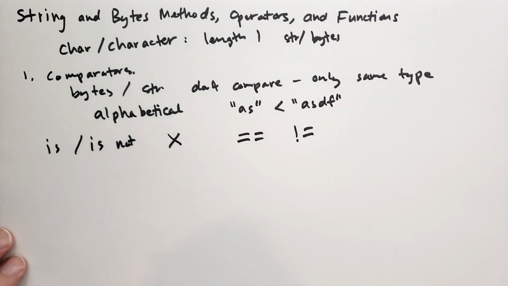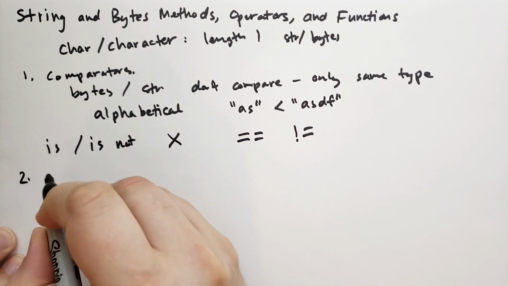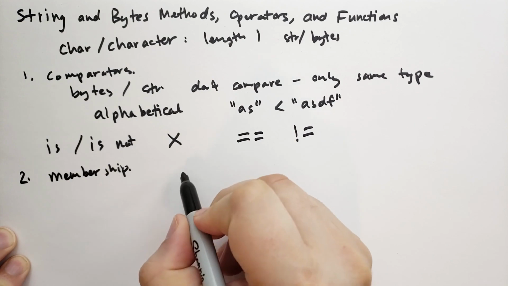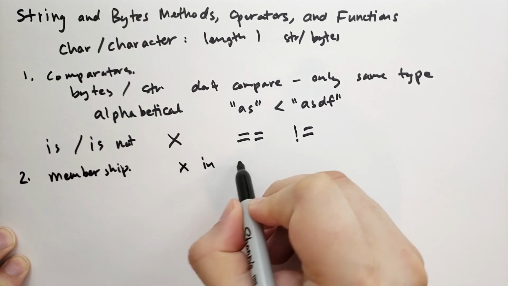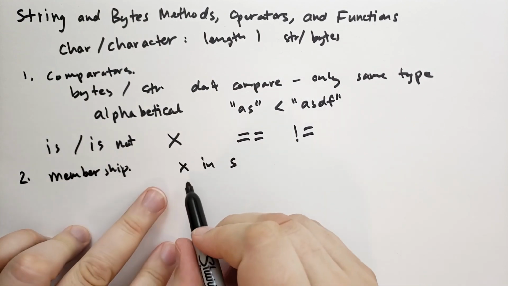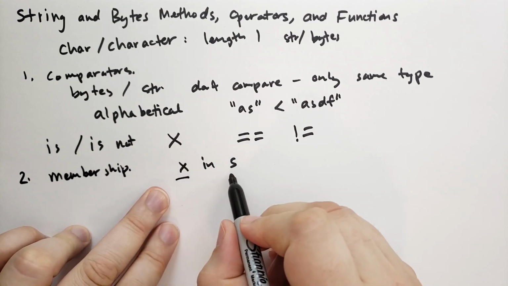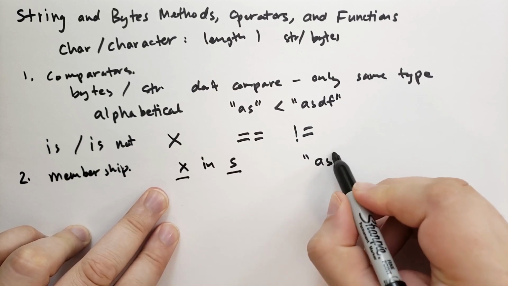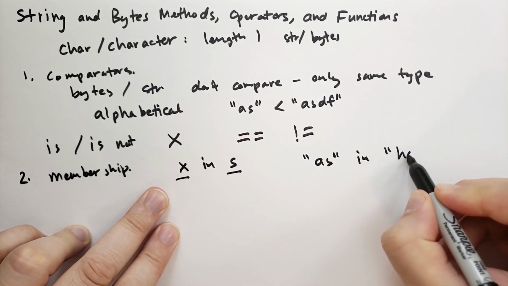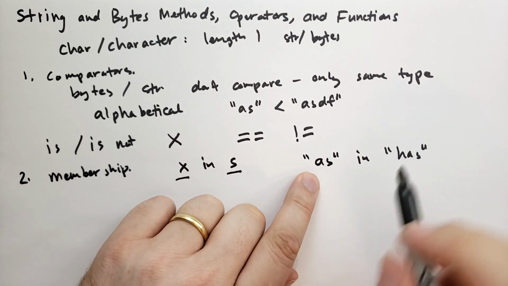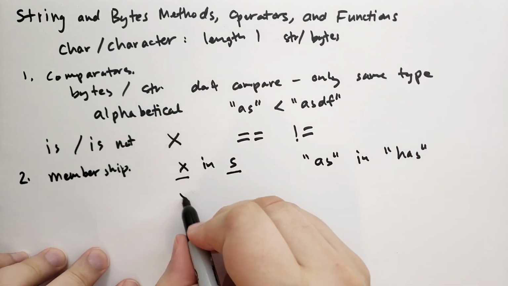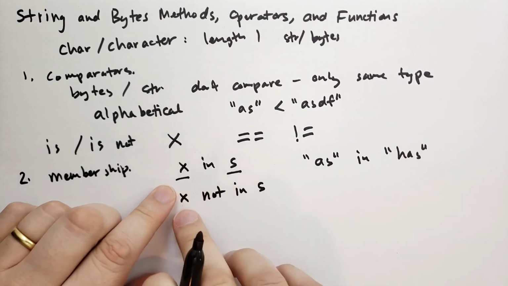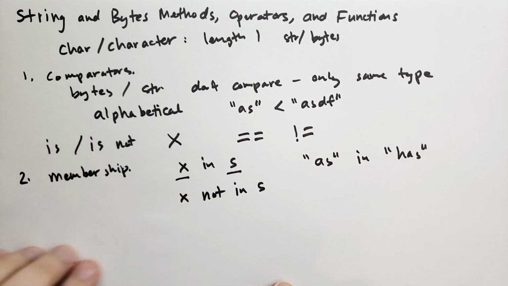We also have membership tests for the operators. That is x in s. What this tests is that x is a substring of the string or bytes s. So you can say, is "as" in the word "has"? And the answer is yes, "as" is in "has". And of course, there's also not in, which is the inverse. You can say not x in s or x not in s. I prefer this x not in s version.